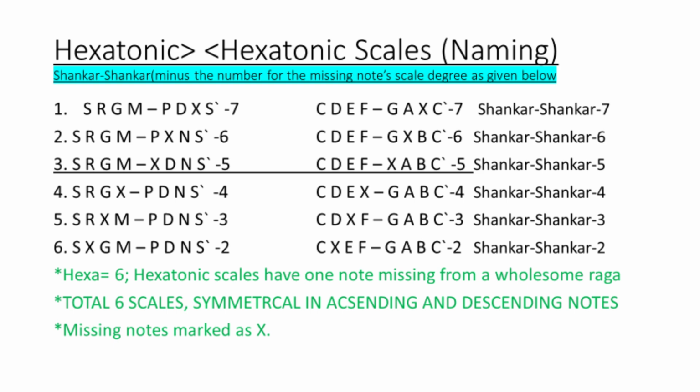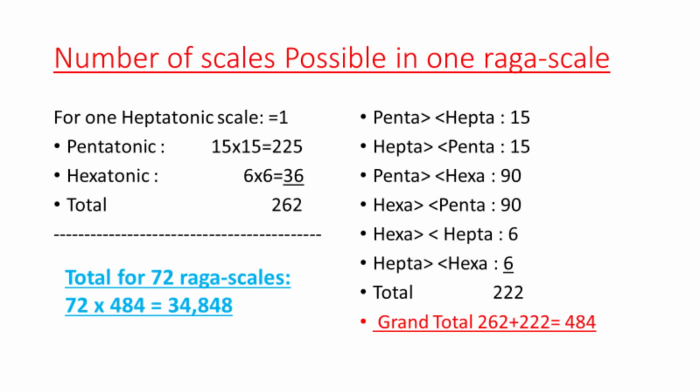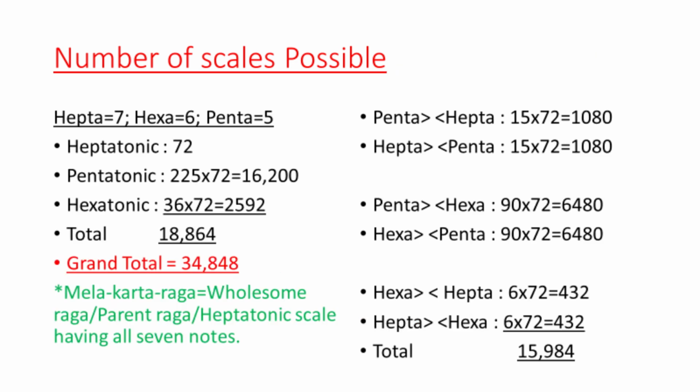The next set of 3 will have one less in the first tetrachord, while the second tetrachord will have all the 4 notes. So we can name them Shankarabharanam minus 4, Shankarabharanam minus 3, Shankarabharanam minus 2. As we learn the math for permutation combinations, like when we learned the pentatonic scale, we know that in hexatonic scales there will be 6 into 6, 36 combinations. And those 36 are only in just one of the 72 heptatonic scales. So if we do the same procedure with all 72 heptatonic scales, we will get 36 into 72.